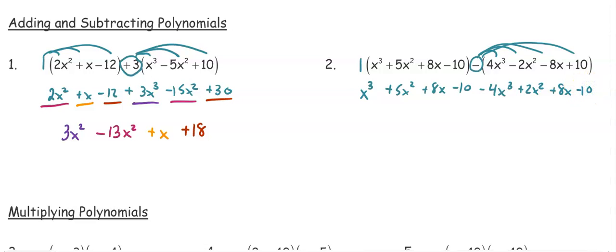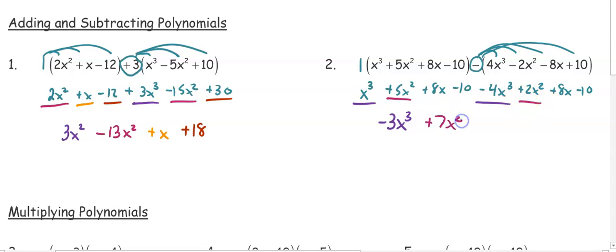And we can combine like terms. So we have x cubed minus 4x cubed, which gets us negative 3x cubed. We have 5x squared plus 2x squared, which gets us 7x squared. We have 8x plus 8x, which gets us plus 16x. And then we have negative 10 minus 10, which gets us negative 20. Again, we can't combine anything. That's as simplified as we can get.